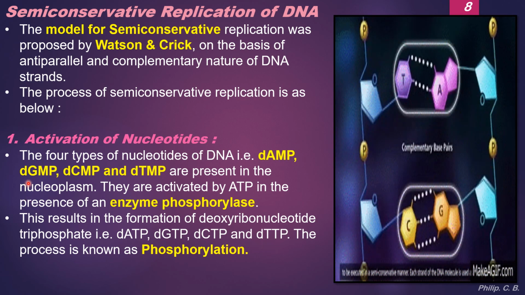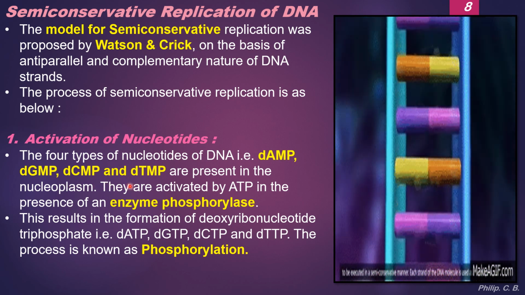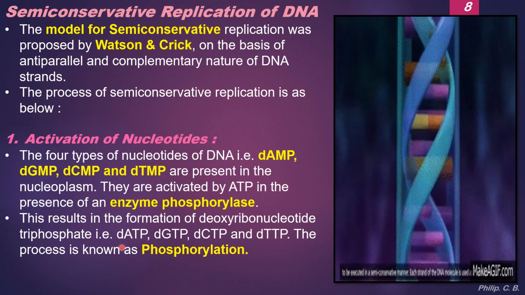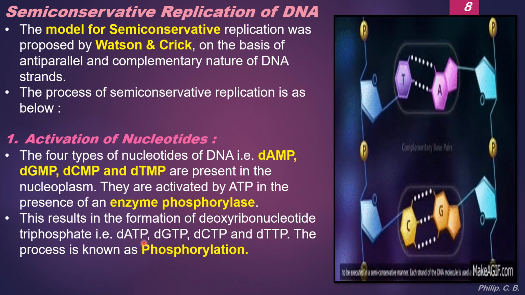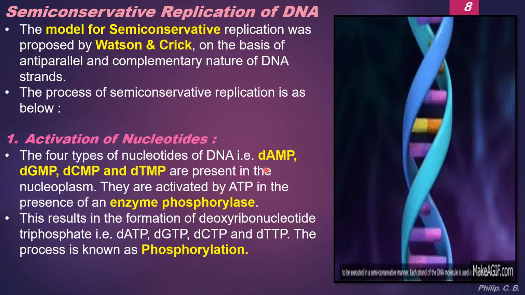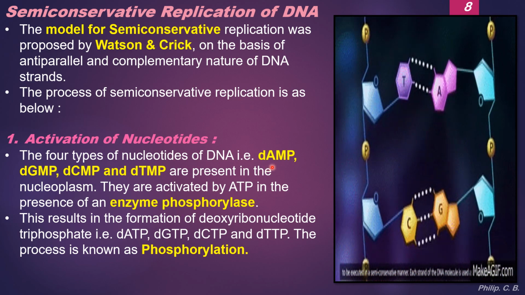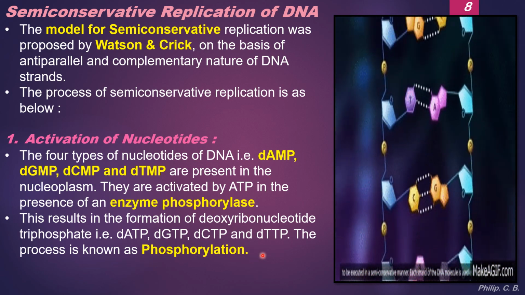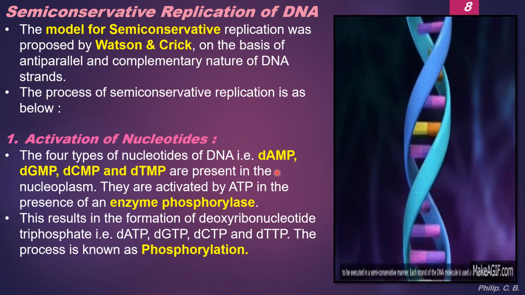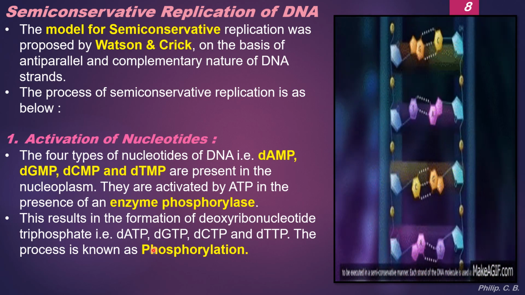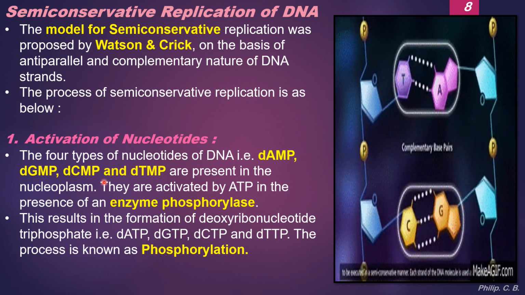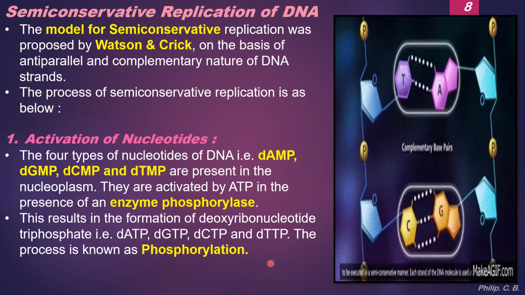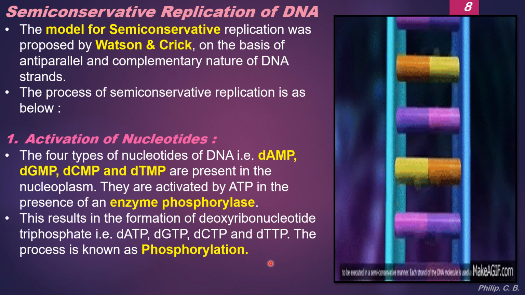So as we just read, dAMP, dGMP, dCMP, dTMP, here further formation of dATP. So deoxyribonucleotide triphosphate is formed from dAMP, which was deoxyribonucleotide monophosphate. The process is known as phosphorylation. So you can see in simple words dAMP forming dATP, or dGMP forming dGTP, or dCMP forming dCTP, and dTMP forming dTTP, that is termed phosphorylation.